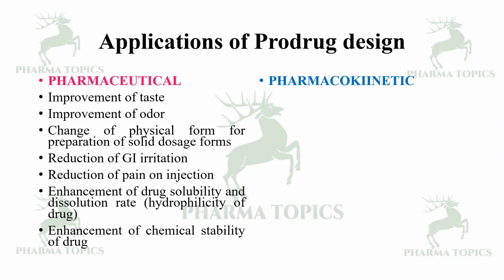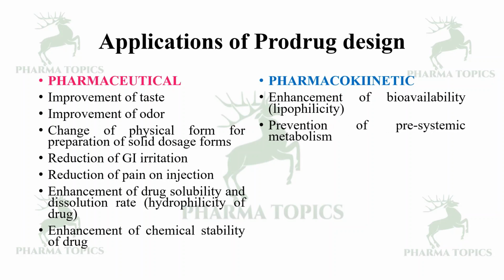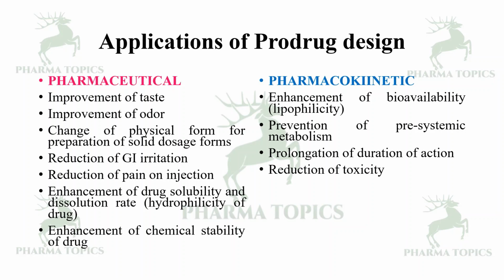Then there are pharmacokinetic applications. One is enhancement of bioavailability, that is lipophilicity to cross the cell membrane barriers. Then it can cause prevention of pre-systemic metabolism. A prodrug strategy can be used to prolong the duration of action. It can also be used to cause reduction of toxicity. And then you can use the prodrug design for site-specific drug delivery or drug targeting.